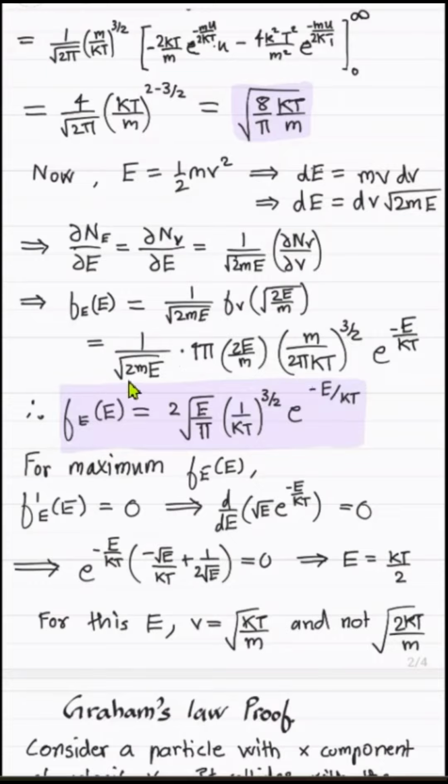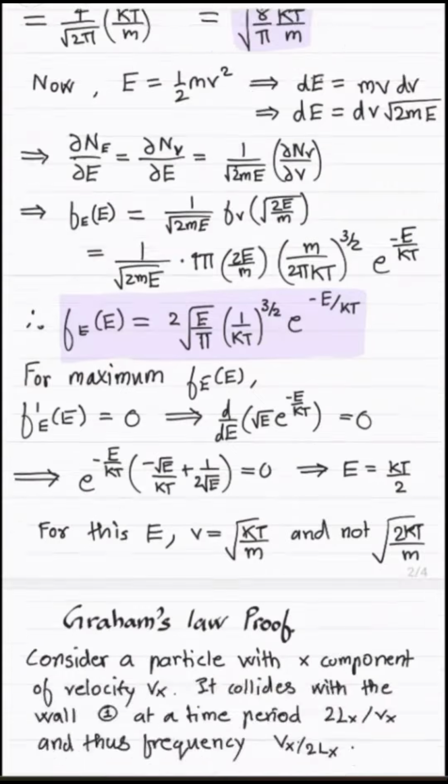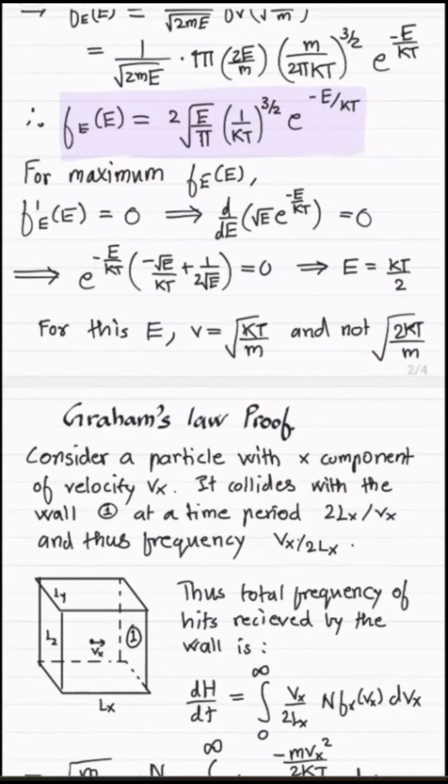You'll get f sub E of E is equal to 2 square root of E upon pi times 1 upon kT power 3 upon 2 times e power negative E upon kT. For maximum f sub E of E, you should have the derivative of this being equal to 0 with respect to E, of course. So the most probable E is actually given by v equal to square root of kT upon m, and not when v is equal to square root of 2kT upon m. The most probable energy, of course, is kT upon 2. So there's a difference in that.